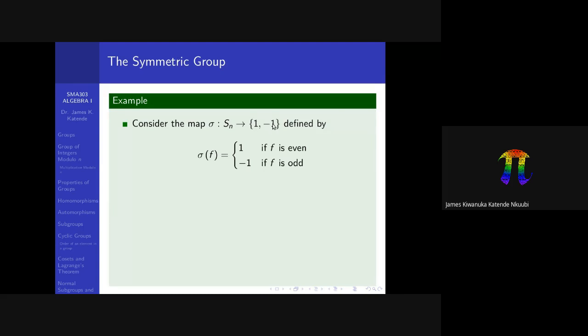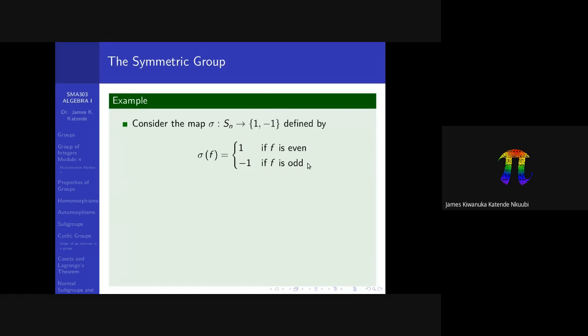If you are considering the integers under multiplication, they will not form a group. But if you isolate the invertible elements, you will only find 1 and -1, and those form a group, which we call the Z star. So this is a group under multiplication, and this is a map from Sn. We define this map as follows. A permutation will be sent to 1 if it is even, and a permutation will be sent to -1 if it is odd.